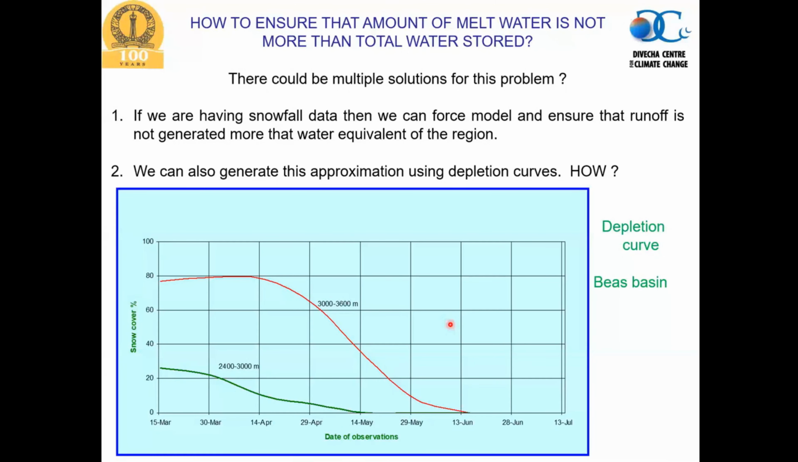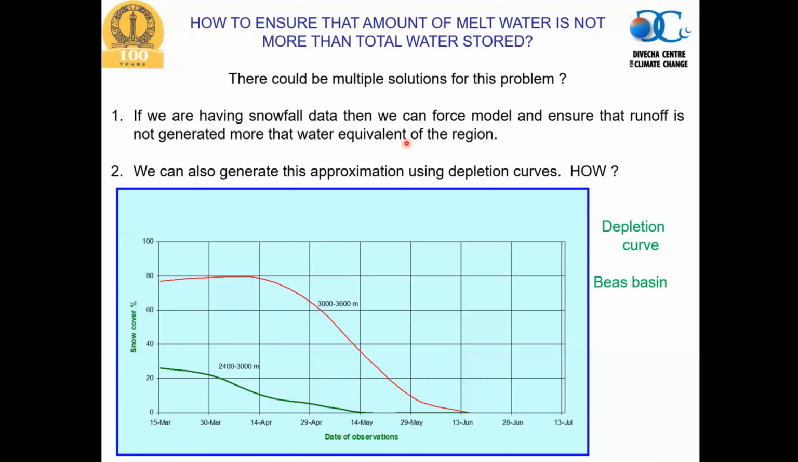There are different ways by which you might have an observatory there, and then you can estimate how much is the snowfall in that region. If you have snowfall data at different altitudes, then you can develop a relationship between the change in snowfall from one altitude to another altitude, and then use it in the model. So you can force it by that.